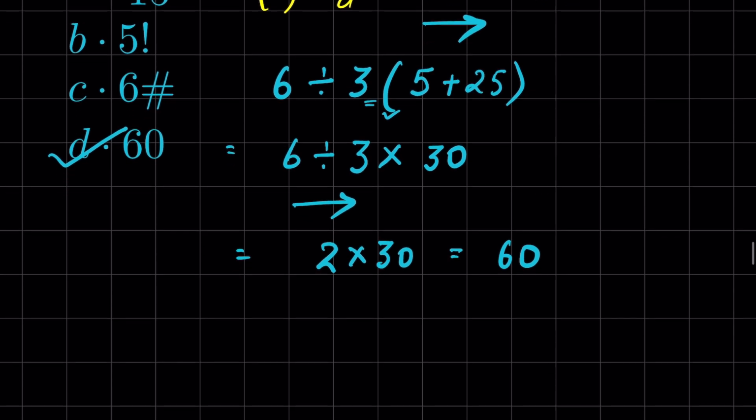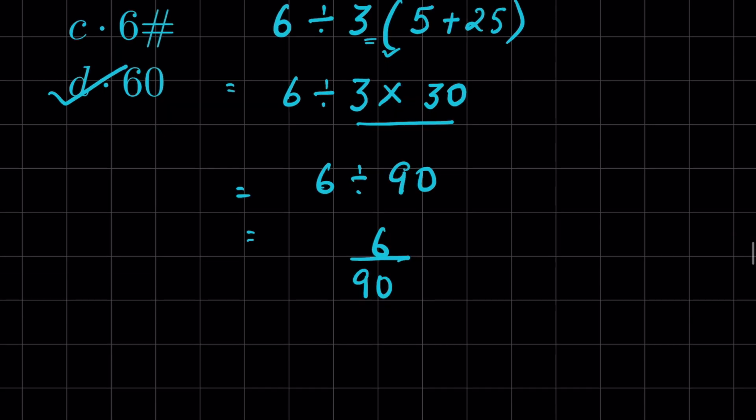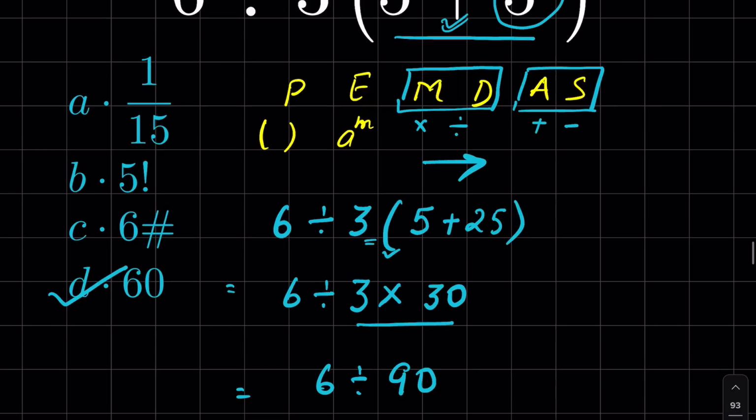If you don't follow this left to right rule, what will be the answer? 3 times 30 is 90. Then 6 divided by 90 is 6 upon 90. And 6 times 1 is 6 and 6 times 15 is 90. Then the answer will be 1 upon 15. You might mark this answer A, but this is not the correct answer.